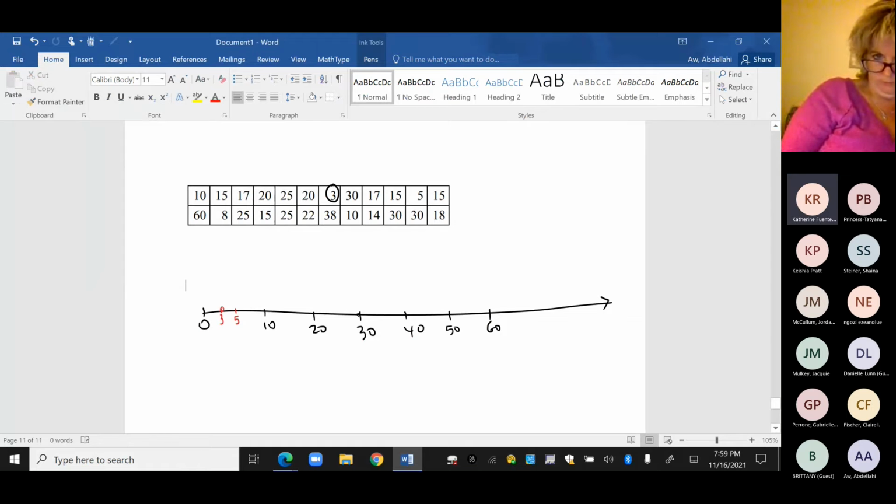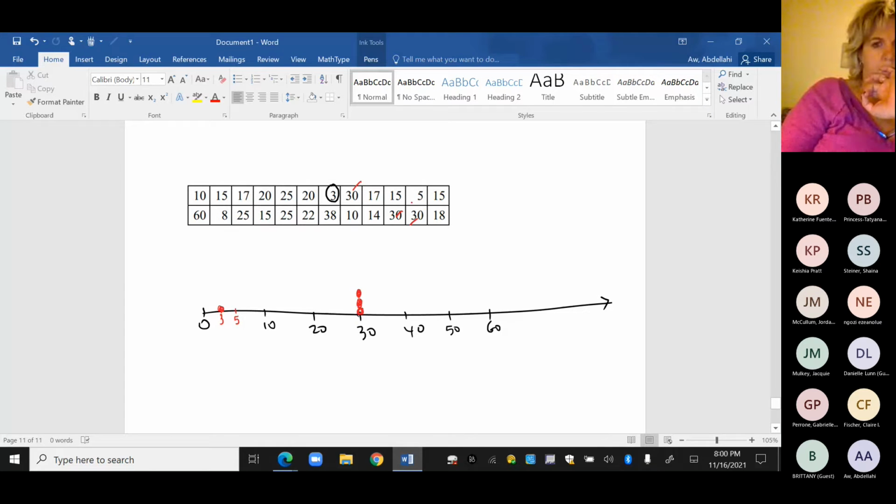What do I put? I put 1 dot. Each dot represents a data value. Now I have 30. How many times do you have 30? 1, 2, 3. Only 3, right? So above 30, we're going to put how many dots? 3 dots, right?